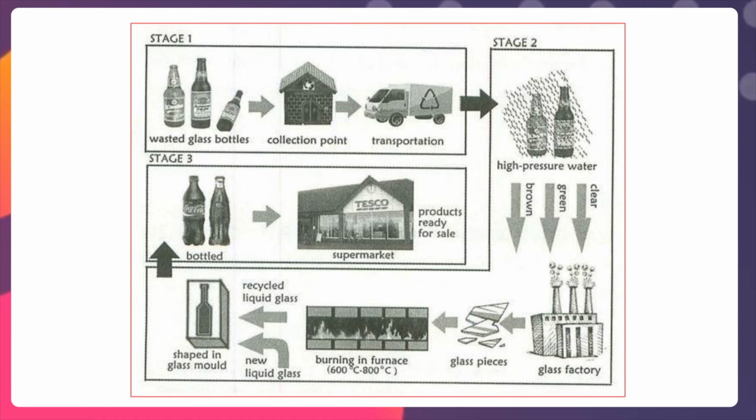that is breaking the glass into pieces, burning the glass in the furnace at a particular temperature, and then recycling it to mold it into a new glass bottle. Finally, stage 3 talks about the newly made glass bottles and delivering them to the supermarkets or to the shops where they are ready to be sold.